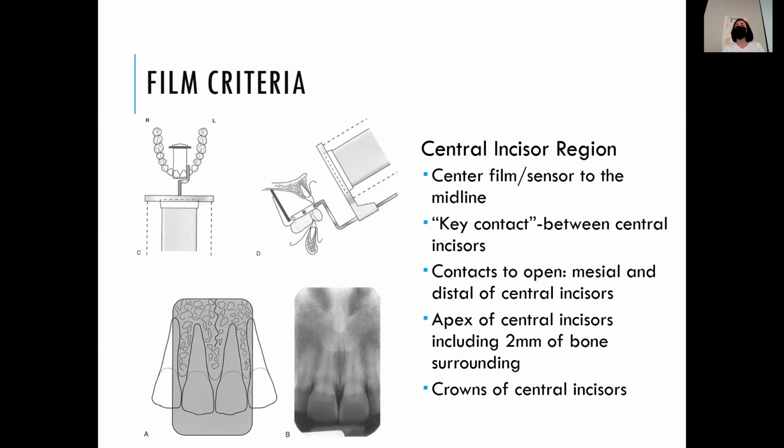The apex, no matter what PA film you're taking, you always want to have 2 millimeters of bone surrounding the apex minimum. That's minimum. And then you want to see the crowns of your central incisors. So you want to see full crowns.